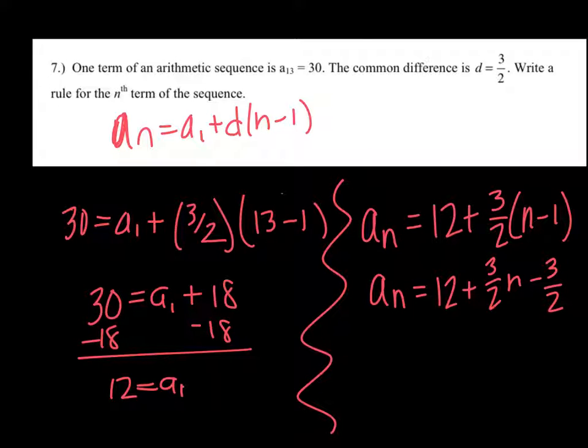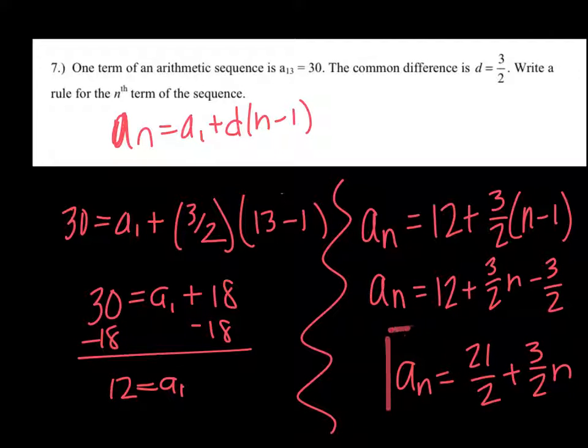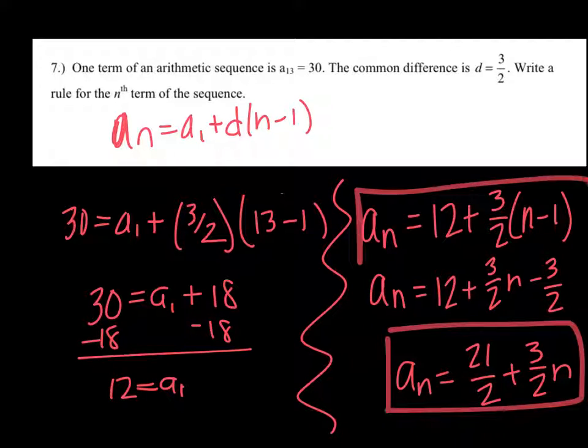So 12 in halves is 24/2. So 24 minus 3 gives us 21/2 plus 3/2 n. So that would be simplified. I would not count it wrong if you guys left it as there. It's just that when you start to plug your terms back in, it's a lot nicer to plug it into a simplified equation rather than one that's not simplified. It's just less math for you. But either one is correct.